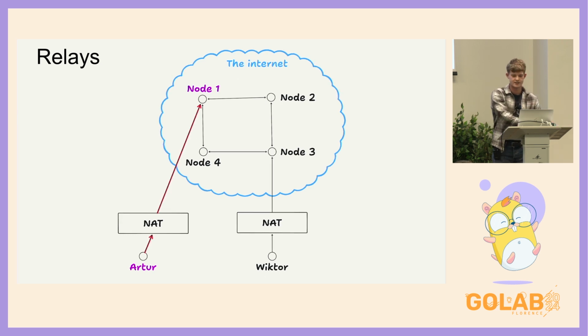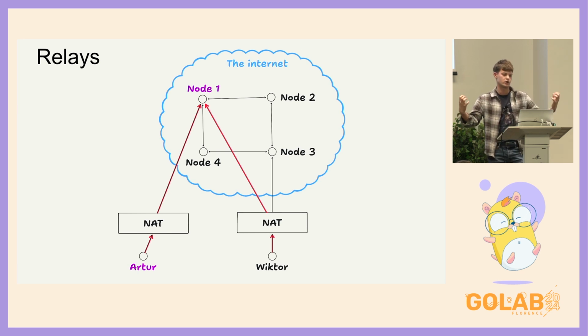Arthur connects to node 1, says, do you support relaying? And the node says yes. And then Arthur would reserve himself a spot there. And then Wiktor, going along, can connect to node 1. And now we have a connection between Arthur and Wiktor. They can already talk.